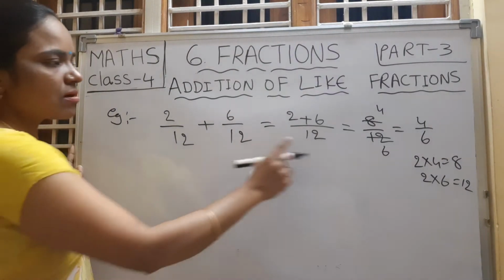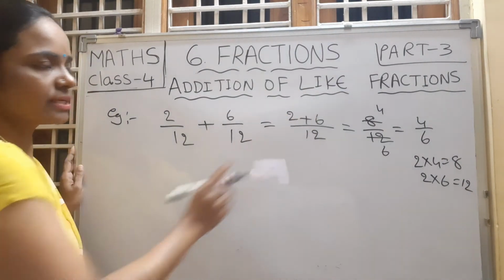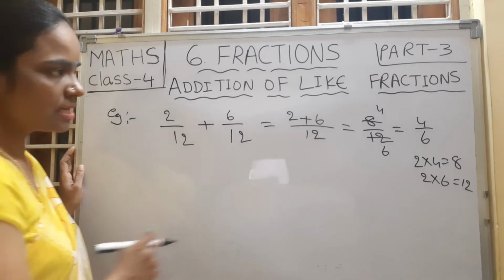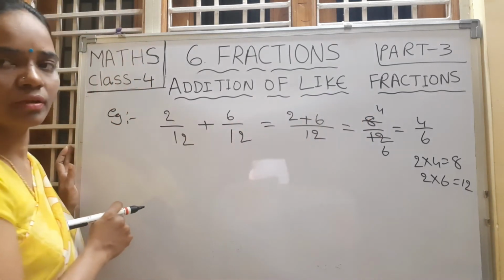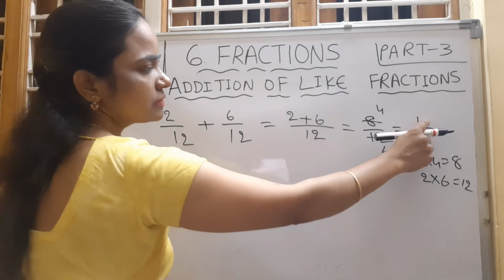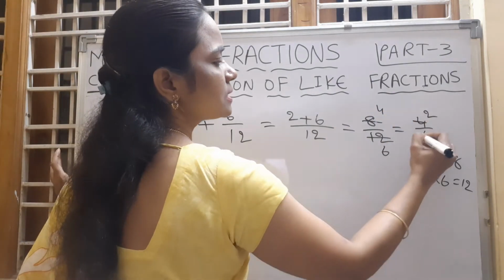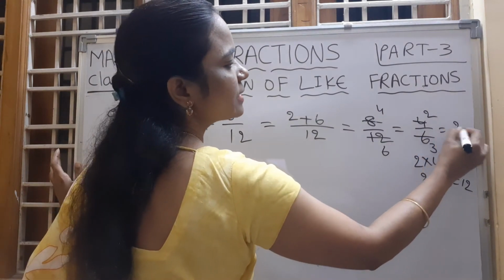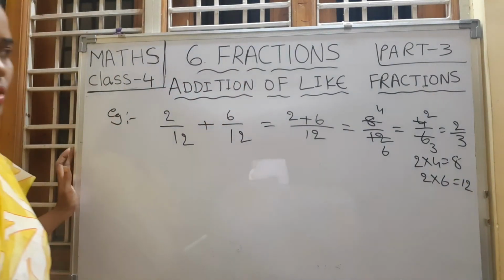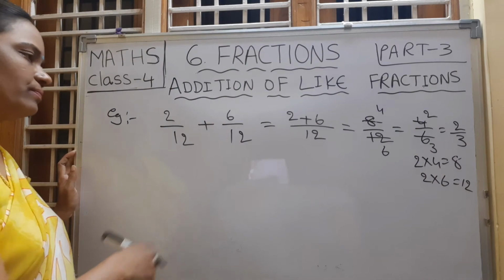Just take the common denominator and add the numerators. 2 plus 6, how much, children? 8, so 8 by 12. The simplest form of 8 by 12 is 4 by 6. Further, 2 twos are 4, 2 threes are 6, so 2 by 3 is the final form.